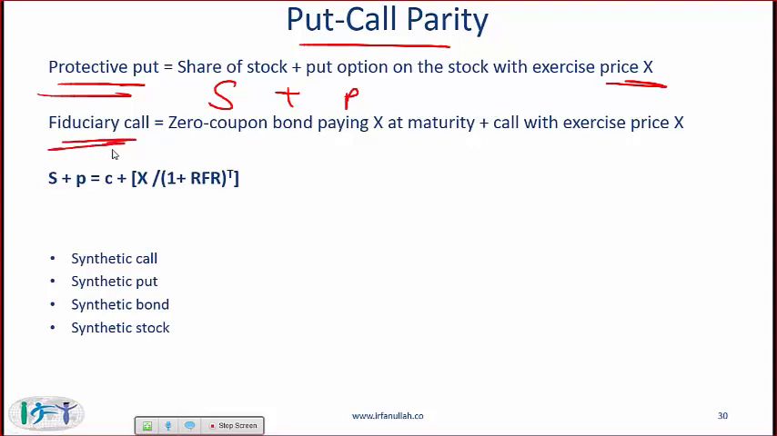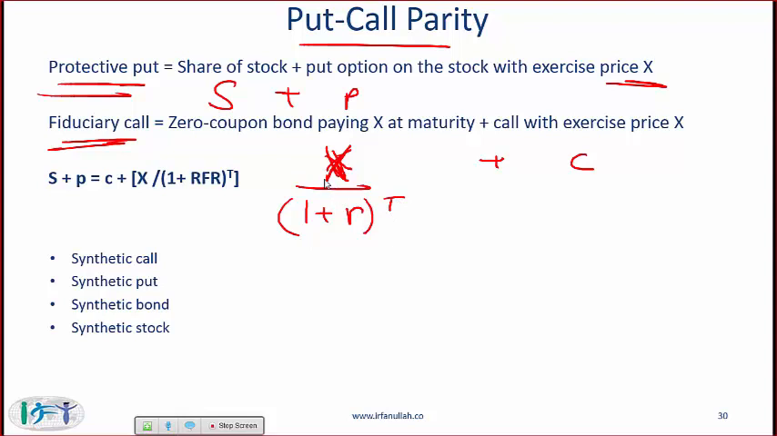A fiduciary call is a zero coupon bond paying X at maturity and a call with an exercise price of X. This call is on the same stock, it matures on the same day as the put, and the exercise price is X, which is the same as the exercise price of the put. Plus, in a fiduciary call, you have a zero coupon bond with the same maturity as the put and the call. And obviously, if it is maturing and the face value is X, what's the present value? It is X over 1 plus R to the power of T, where T is the time till maturity.